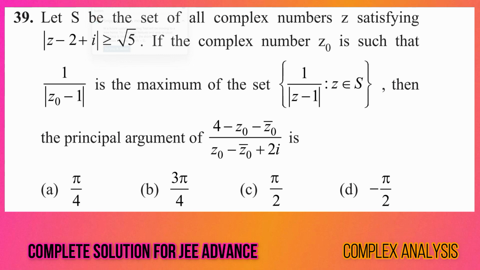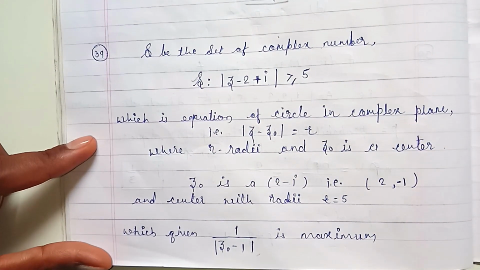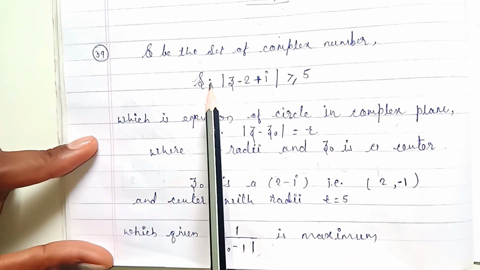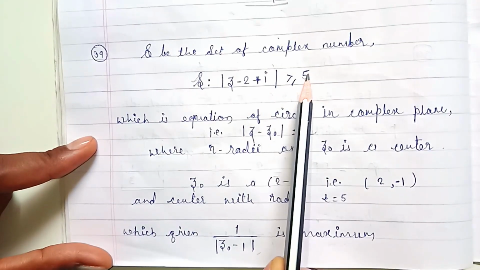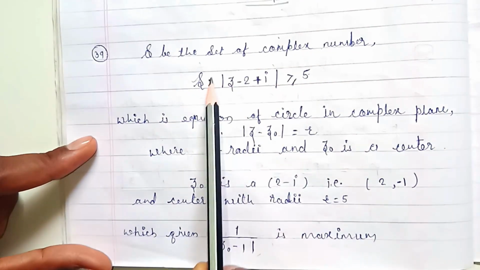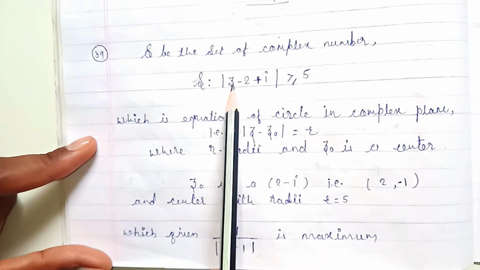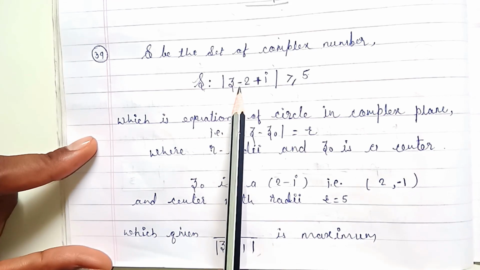Now let's get started with today's solution. I will explain our example in detail. It is quite an easy example, but a little bit lengthy. In our solution, S is a set of complex numbers such that modulus of Z minus 2 plus i is greater than or equal to 5. This looks like a quite familiar equation of a circle in the complex plane.